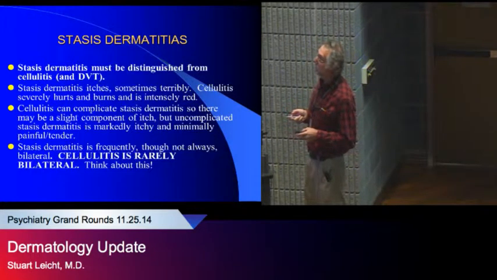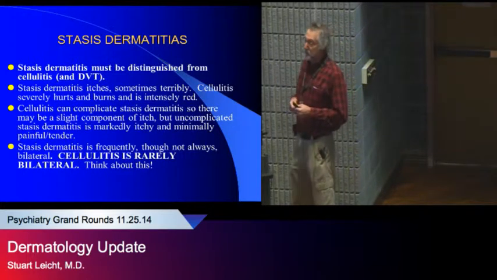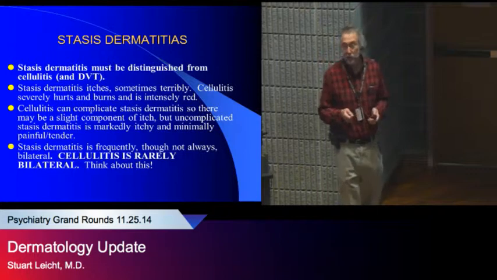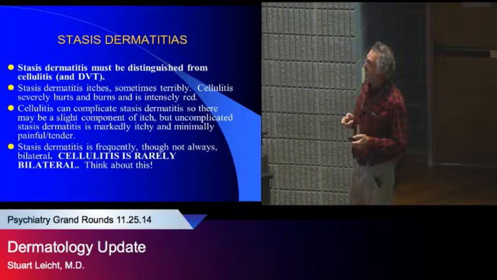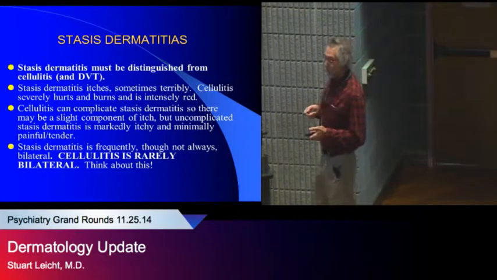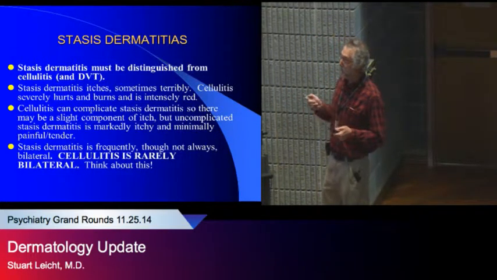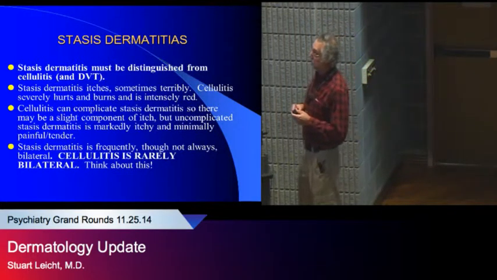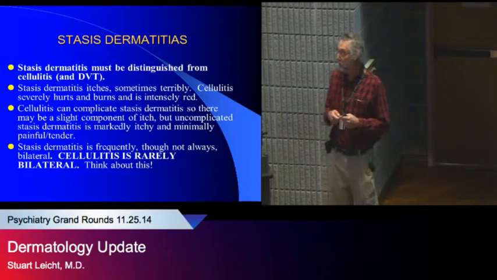If it was on the legs, you know it's a stasis dermatitis, and you can direct attention to that more appropriately. In the differential, you have to distinguish this from cellulitis and DVT, and this is where a lot of the problems come about. Stasis dermatitis itches, sometimes terribly. Cellulitis burns and hurts, sometimes terribly, and is intensely red, where stasis is a duller sort of red, but you know, we're talking about quality or differences in quality here. Cellulitis, to make things worse, can complicate stasis dermatitis, so there may be a slight component of itch, but usually the stasis dermatitis is markedly itchy and minimally painful.